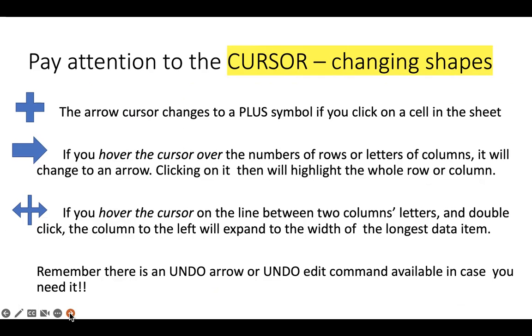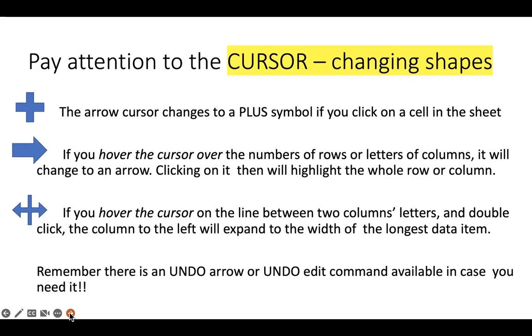So, we need to pay attention to the cursors when we're using Excel. They change shapes. The arrow cursor changes to a plus symbol if you click on a cell in the sheet. If you hover the cursor over the numbers of rows or letters of columns, it will change to an arrow. Clicking on it will then highlight the whole row or column.